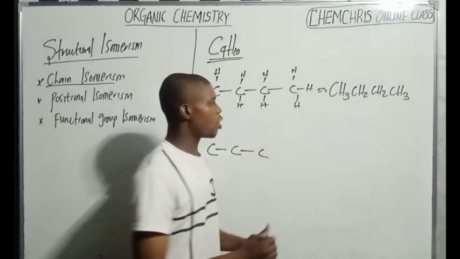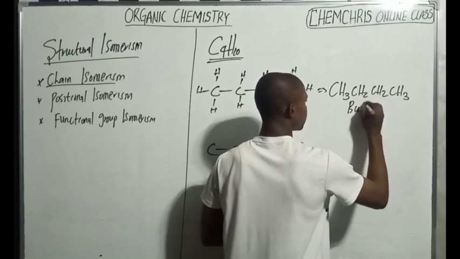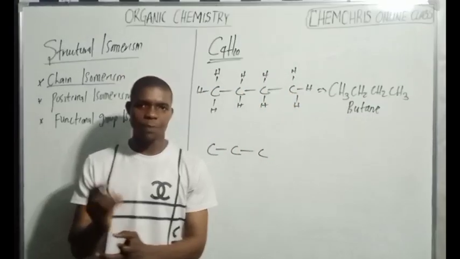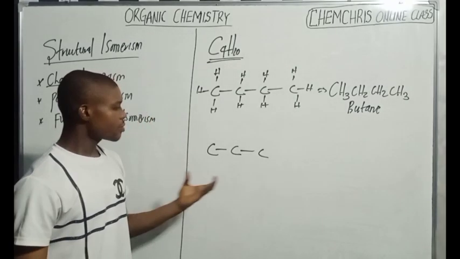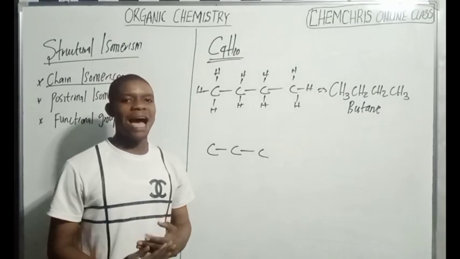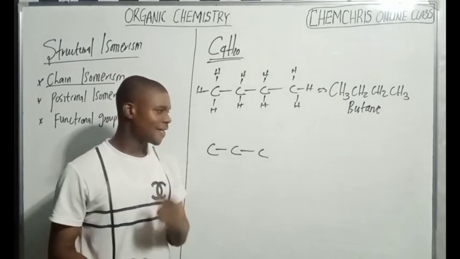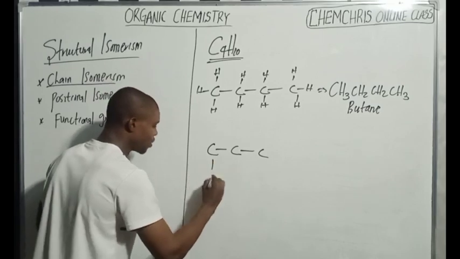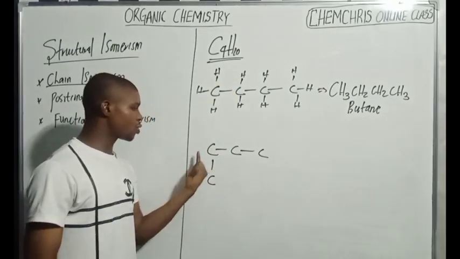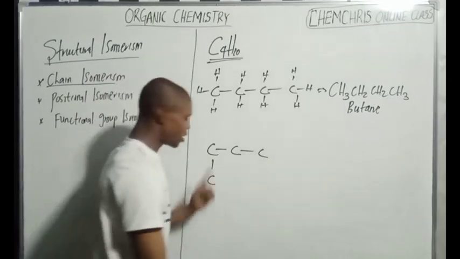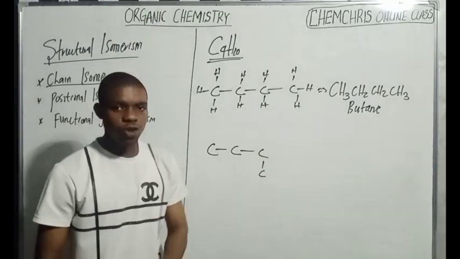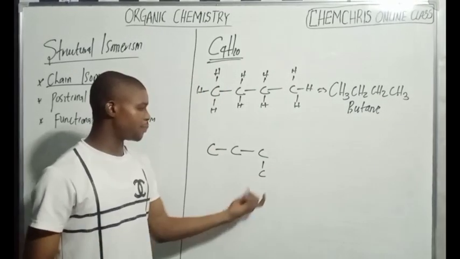Now the name of this one is butane. If you have followed my numeration class, you know how to name organic compounds. Now we have reduced this one to 3. Where will I put the remaining one carbon atom? I cannot put it here, because if I put it here, I'm going back to this other one, 1, 2, 3, 4. It's not possible here. If I place it here, it's still not possible.